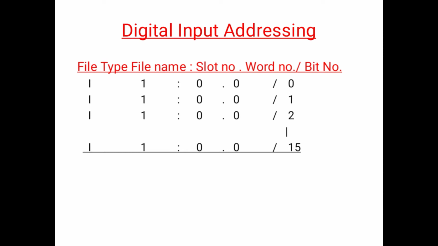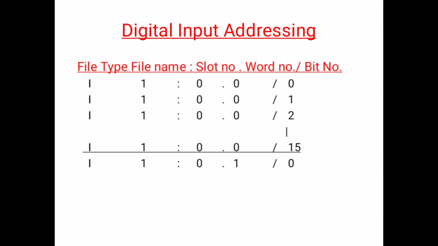So this is the addressing for word number 0 up to 15, which means this is the addressing for 16 inputs. Now when we are done with word number 0, we have to move to word number 1. The file type remains the same, I, the file name remains the same, 1 colon, the slot number will be the same because it is a compact PLC, dot word number is 1 now because we have completed word number 0. So the next word is 1 slash bit number 0.